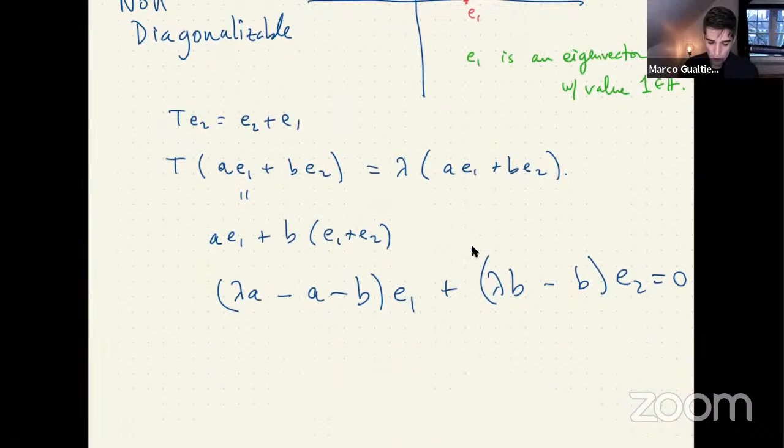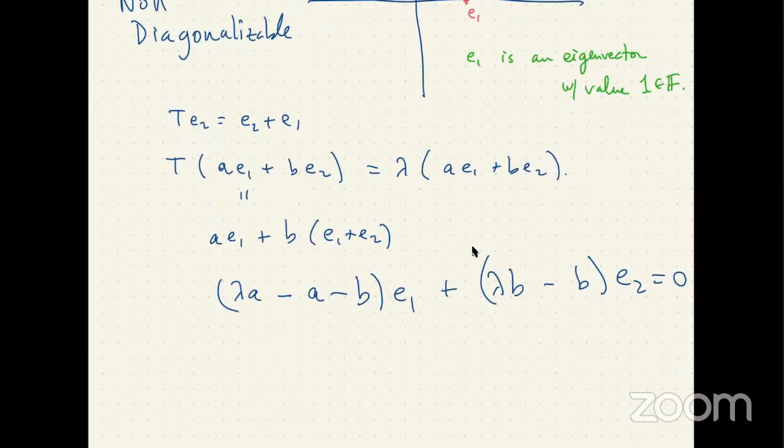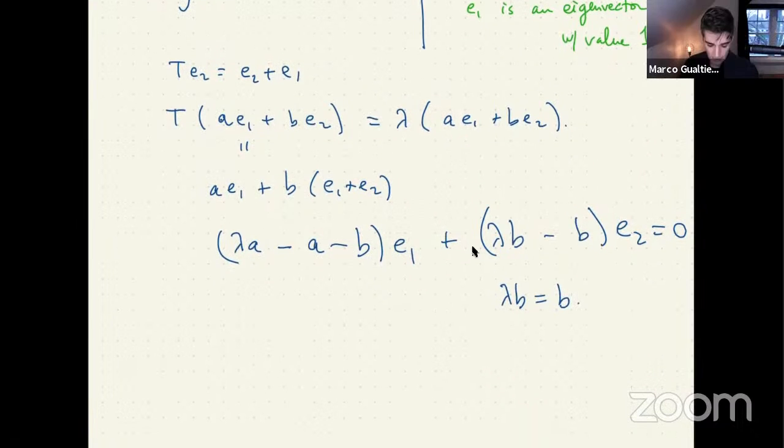Okay, so what happens if we try to solve this? Both of these have to be 0 because E1 and E2 is a basis. So I need that lambda B is equal to B. And I need that lambda A is equal to A plus B, or (lambda minus 1)A is equal to B.